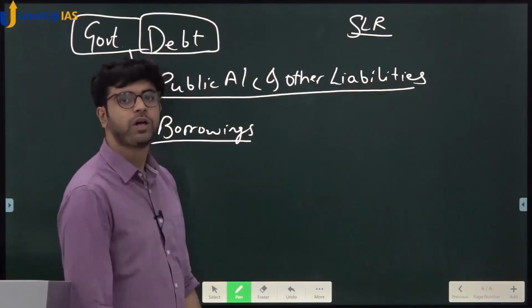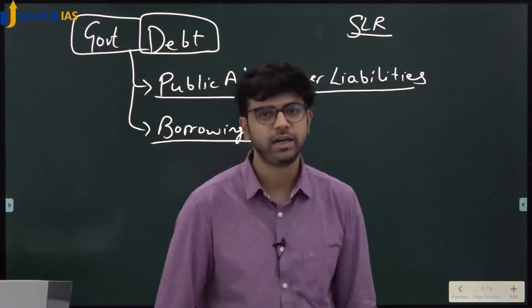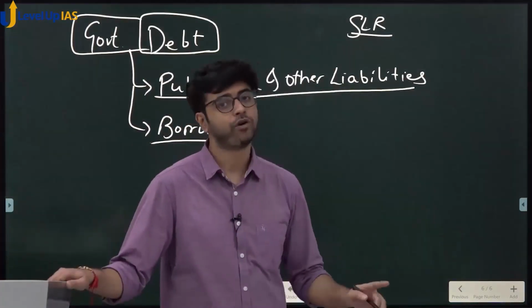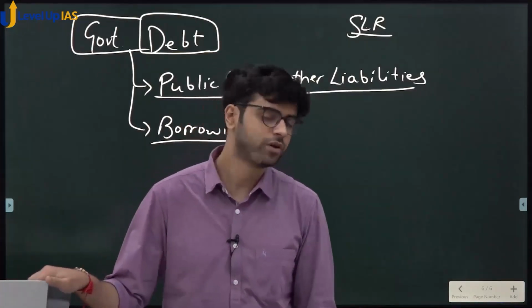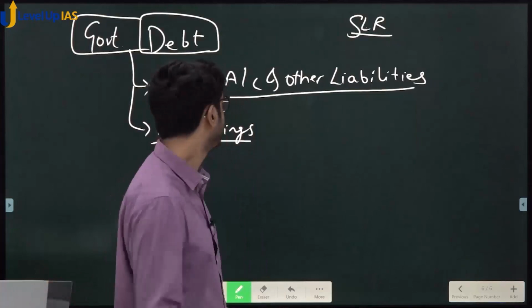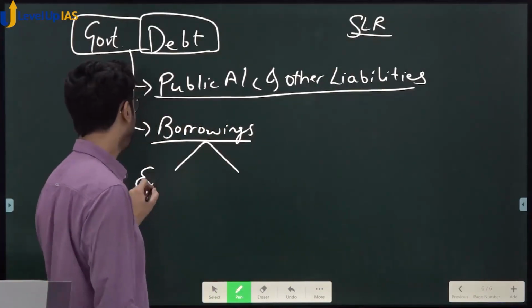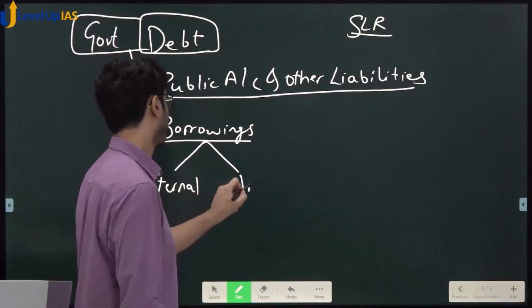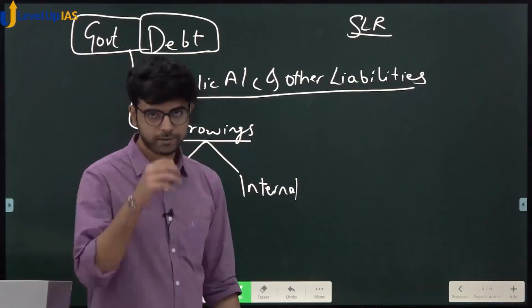Okay? So borrowings, we saw the example. It goes to the bank and it borrows from the bank. It goes outside India. It borrows from other central banks. It borrows from the Bank of England, Bank of Japan. It can borrow from the World Bank or a multilateral institution like the IMF also. Government can do this. Okay? So this is known as borrowings. Now this can be divided into internal and external. Okay? Right?